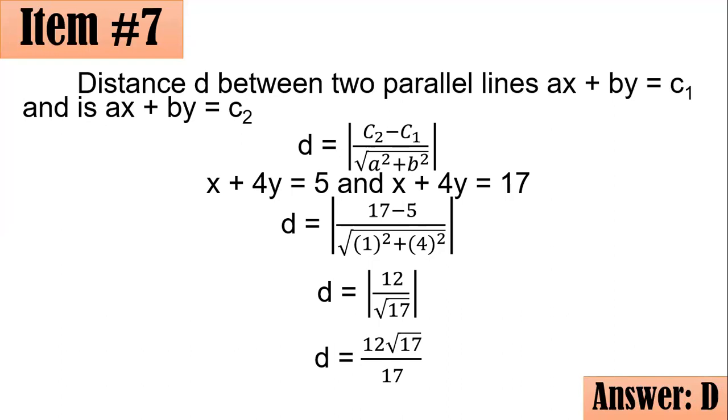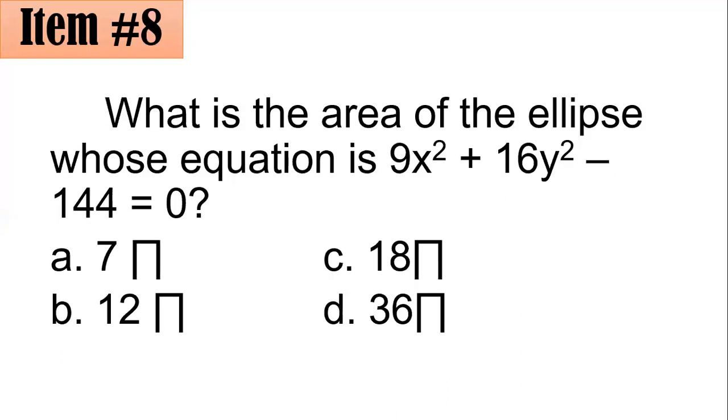All right. I hope you are having a great time so far. Number 8. What is the area of the ellipse whose equation is 9x squared plus 16y squared minus 144 equals 0? Is it 7 pi, 12 pi, 18 pi, or 36 pi?